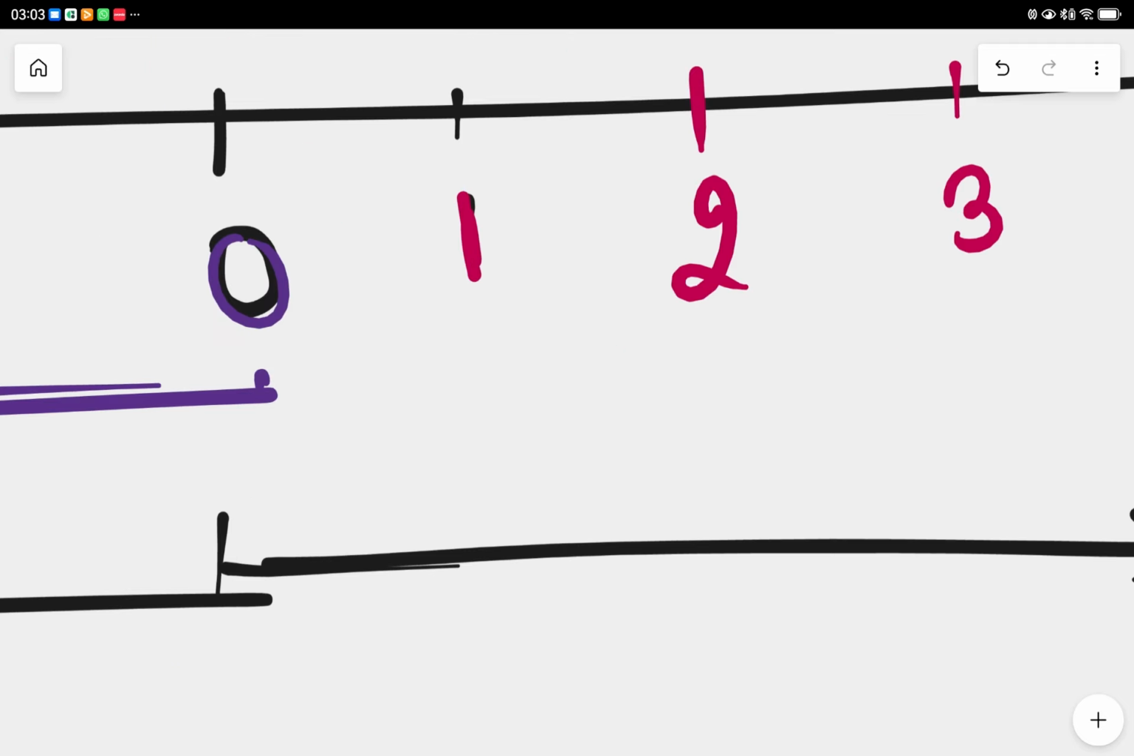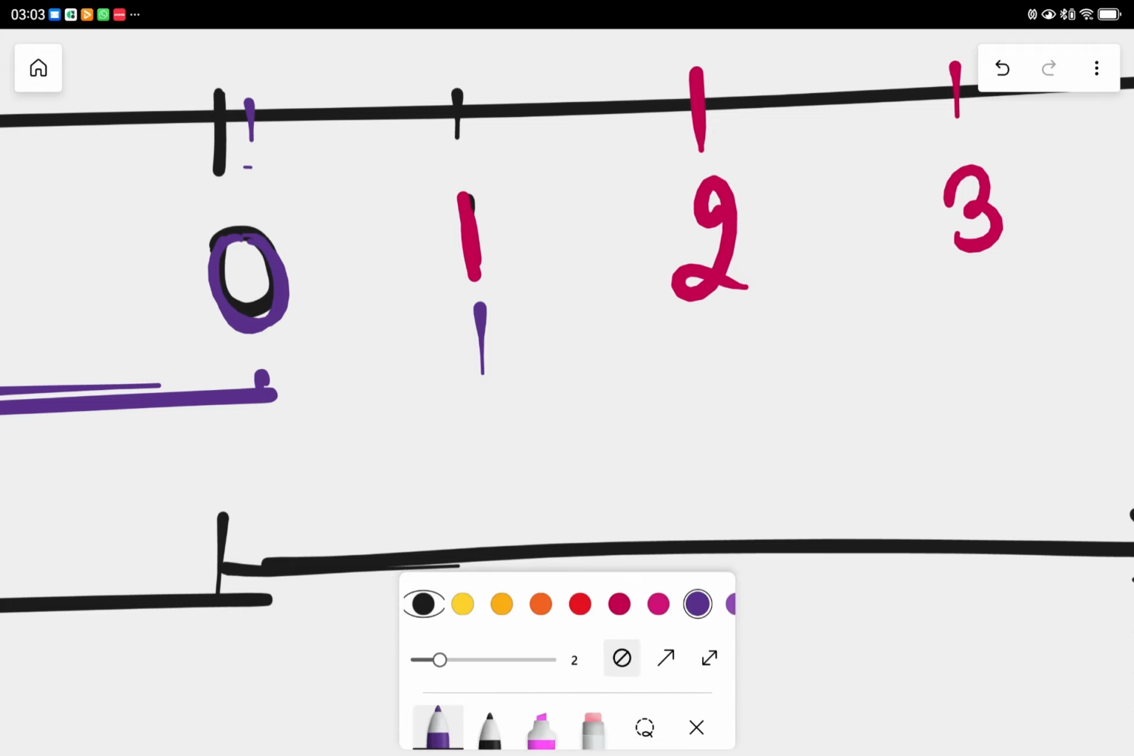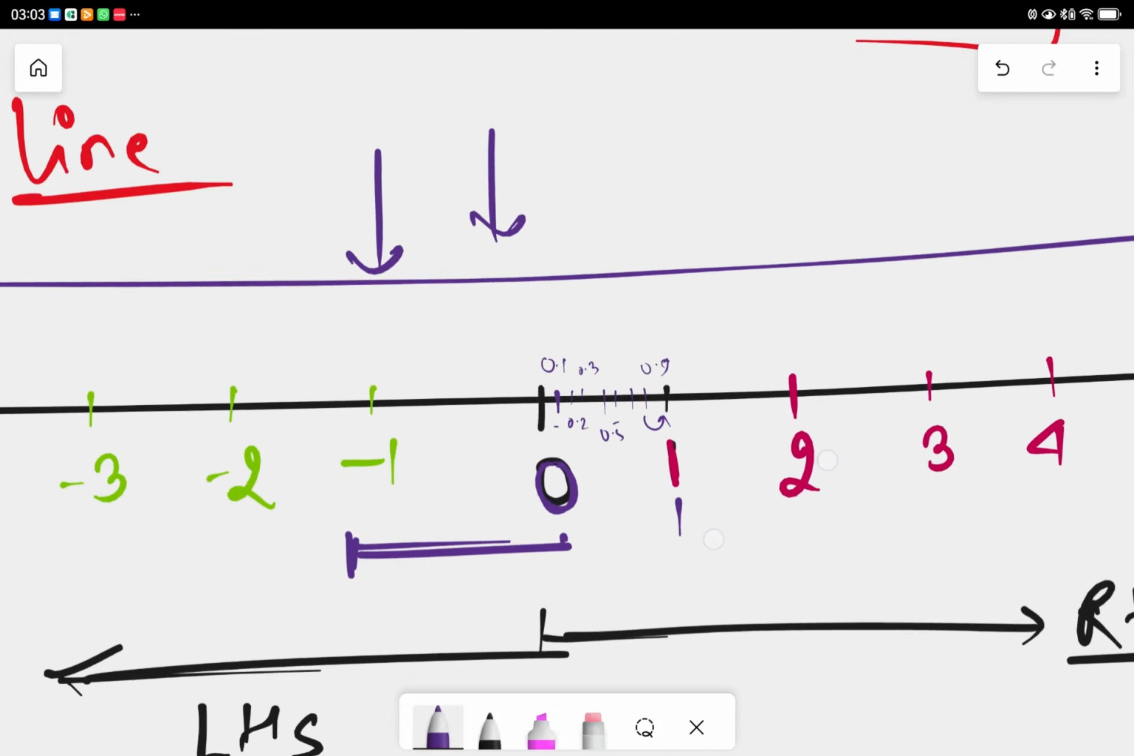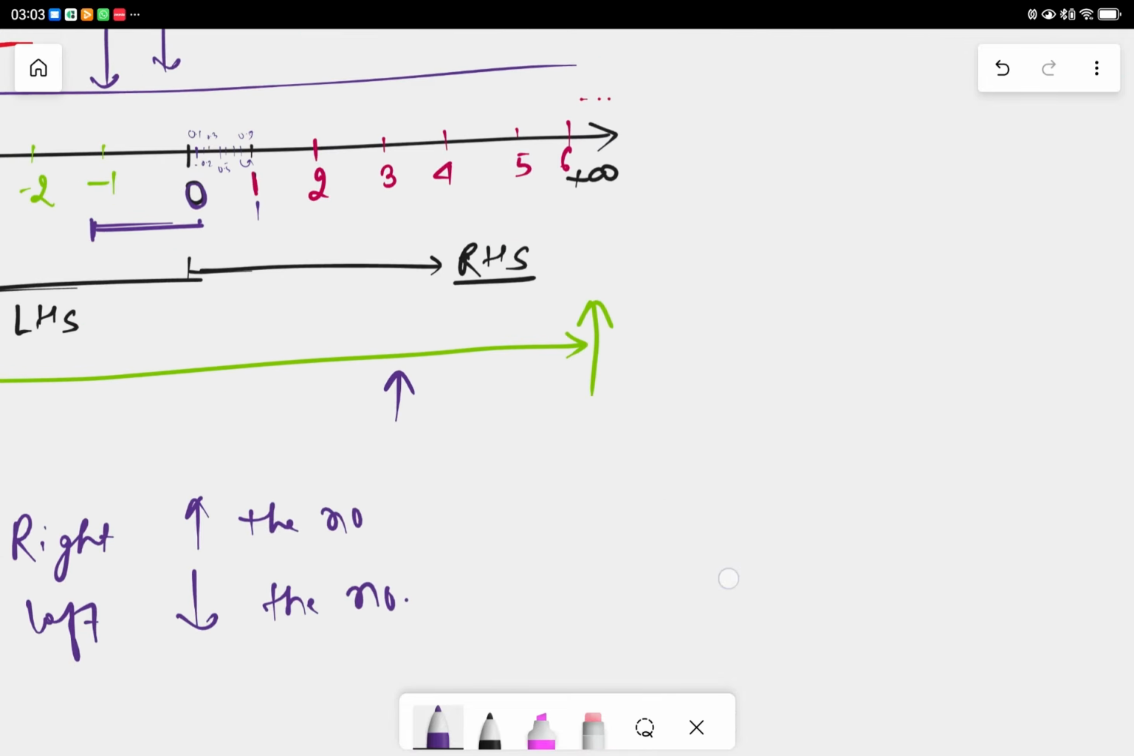What you may ask is, sir, this is 0, this is 1, what is in between? What is in between this one? So between these there is something called fractions: 0.1, 0.2, 0.3, 0.5. In the similar fashion it will keep happening, and the last one will be 0.9 before it turns out to be 1.